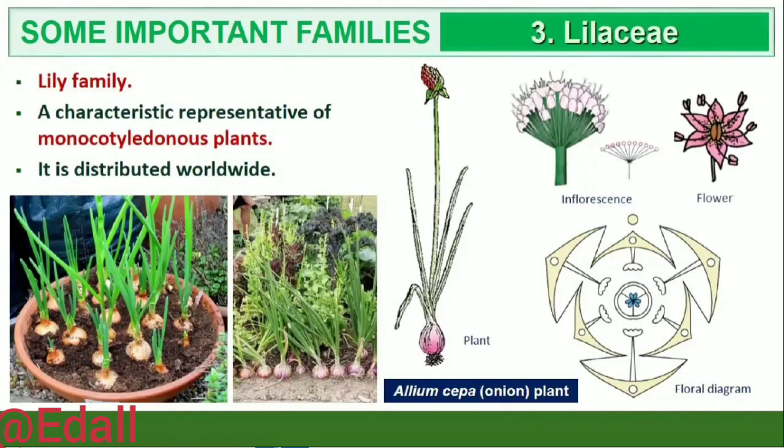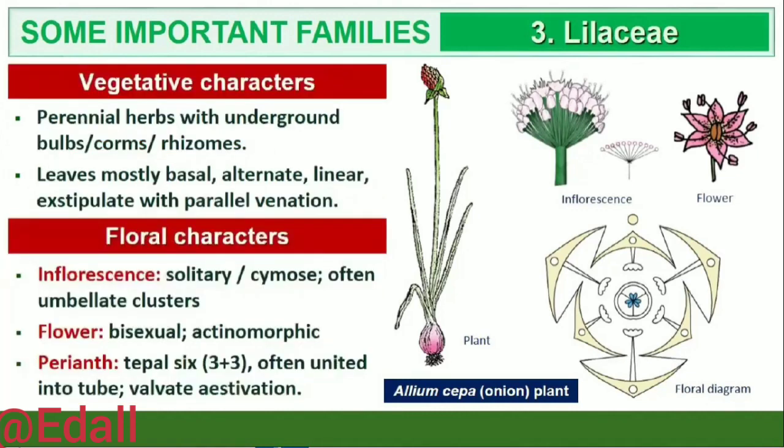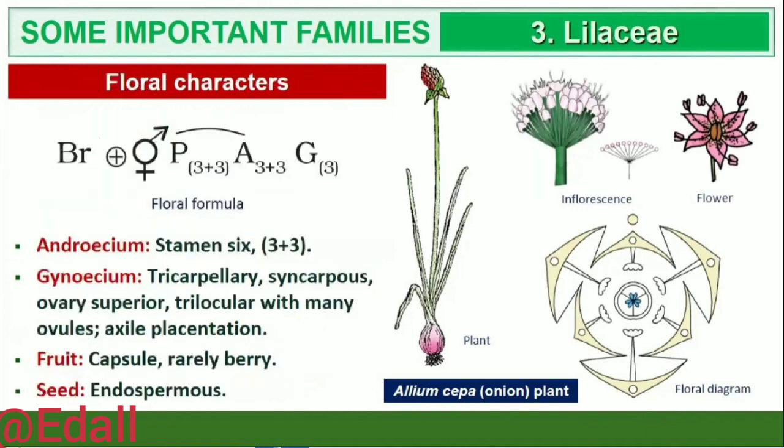5.9.3 Liliaceae. Commonly called the lily family, it is a characteristic representative of monocotyledonous plants. It is distributed worldwide. Vegetative characters: perennial herbs with underground bulbs, corms or rhizomes. Leaves mostly basal, alternate, linear, exstipulate with parallel venation. Floral characters. Inflorescence solitary or cymose, often umbellate clusters. Flower bisexual, actinomorphic. Perianth tepals 6, 3 plus 3, often united into tube, valvate aestivation.